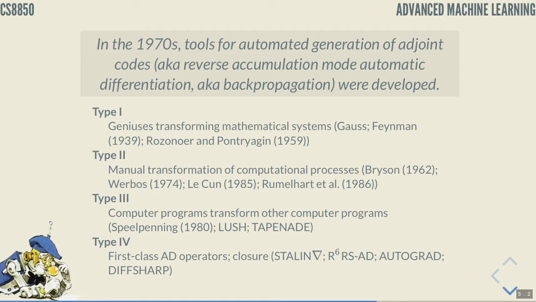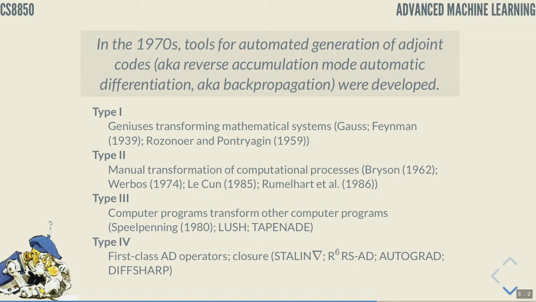Type 2, a little later: manual transformation of computational processes. Bryson in 1962, Werbos in 1974, and LeCun in 1985, and then later Rumelhart in 1986 found specific ways to code the differentiation. You can write code that will differentiate your specific computational process, or you write a computational process that is computing the derivative of your computational process. That's what we used to do when we manually coded backpropagation.